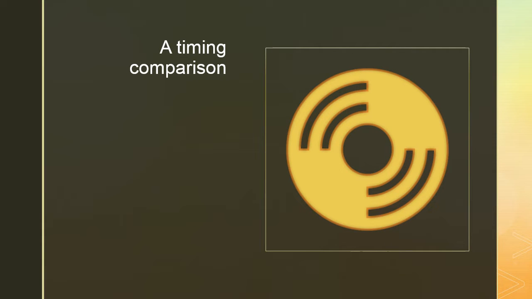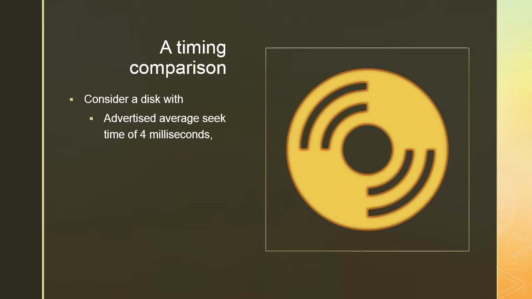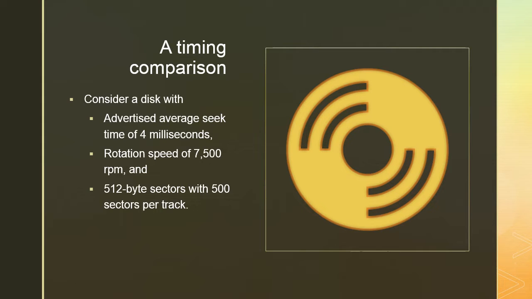Now I will walk you through an analysis of disk performance. Consider a disk with advertised average seek time of 4 milliseconds, rotation speed of 7500 RPM, and 512 byte sectors with 500 sectors per track. Suppose that we wish to read a file consisting of 2500 sectors.